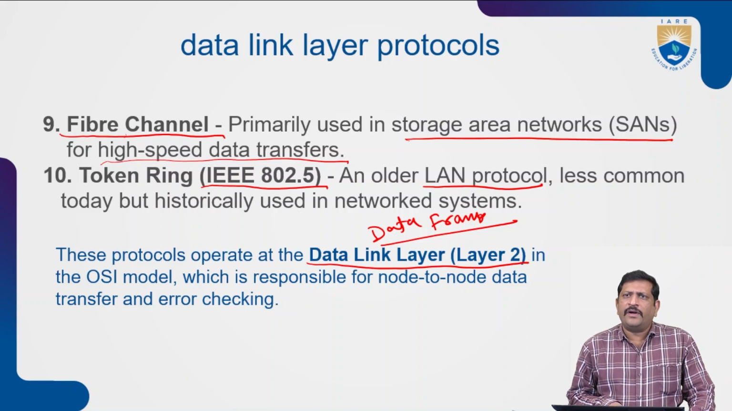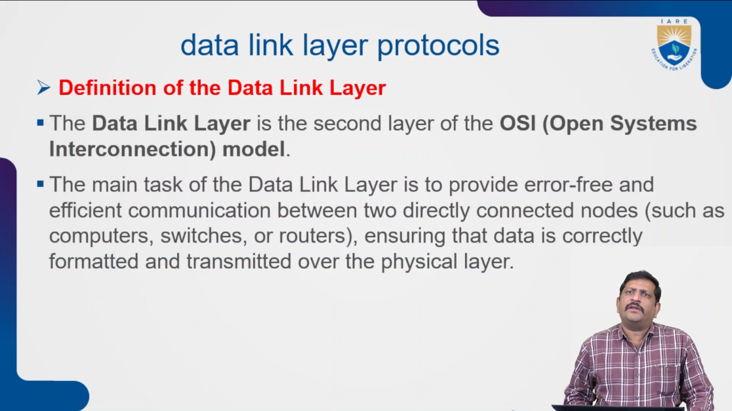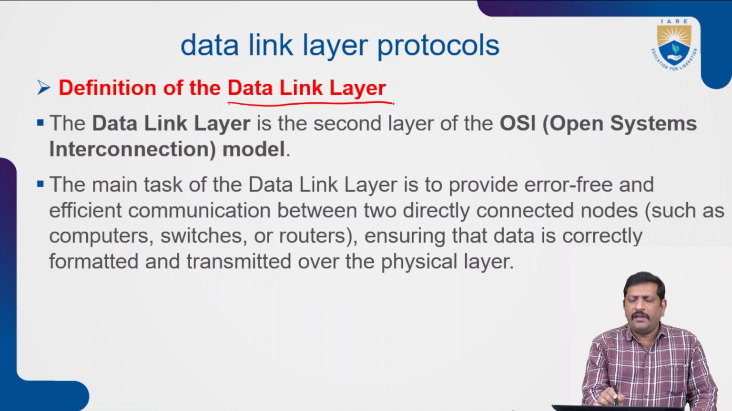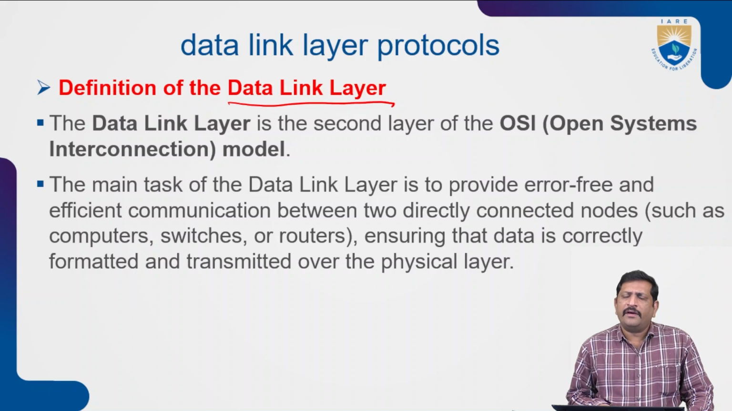It is responsible for node to node data transfer and error checking. These are the protocols we use in the data link layer for transferring data frames. The data link layer is the second layer of the OSI reference model, the Open Systems Interconnection model. The main task of the data link layer is transferring the data in the form of data frames.